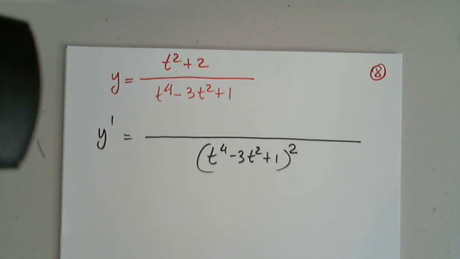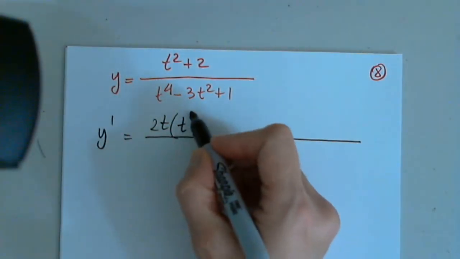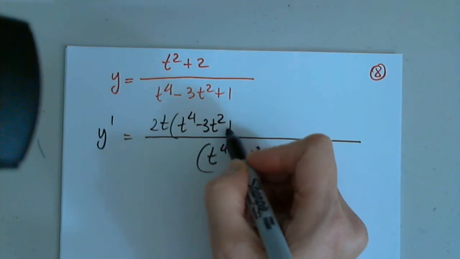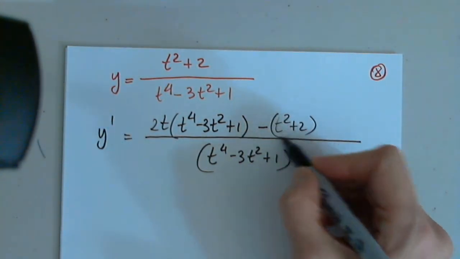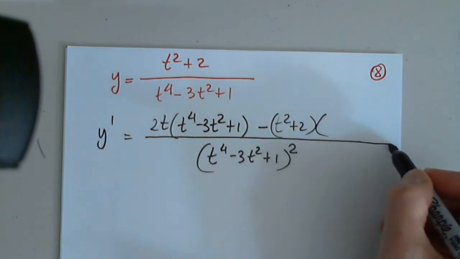Trey, are you with us? Would it be 2t times... Excellent. t to the fourth minus t squared plus 2. Can anyone give us the derivative of the denominator?